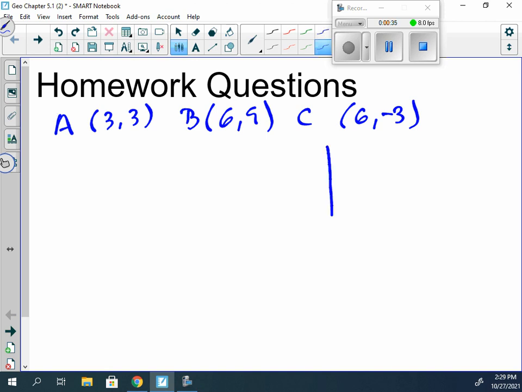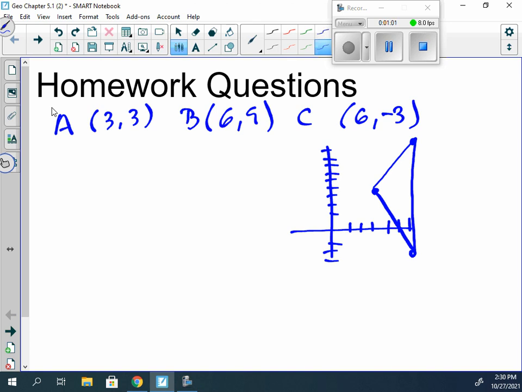So in a coordinate grid, we have 1, 2, 3. (3, 3) would be about here. 5, 6, 7, 8, 9 would be about right here. And then (6, -3) would be about right here. So we would have this here.